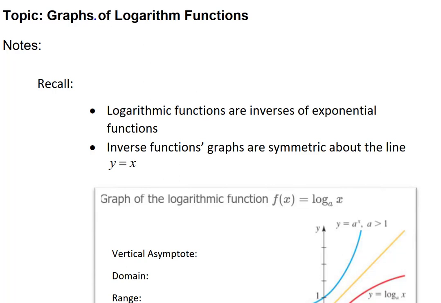This video is about graphs of logarithmic functions. Now that we've been understanding the definition and some practical use of logarithmic expressions and functions, we're going to take a look at how their graphs relate. Let's recall a couple things. First of all, logarithmic functions are inverses of exponential functions. That's going to help us out to realize.